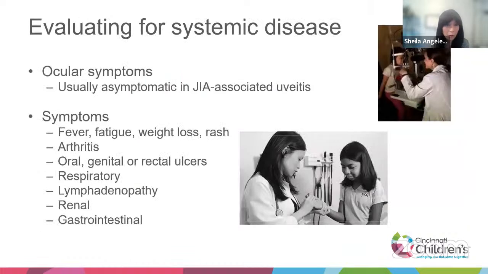When you evaluate children, I think for the ocular symptoms, it's especially important in JIA. As we know, children with JIA tend to have asymptomatic uveitis, those with HLA-B27 may be symptomatic unilaterally. Symptoms that are important to ask are fever, fatigue, weight loss, and rash, arthritis for JIA, oral or genital ulcerations for Behçet's, rectal ulcers or diarrhea or blood in stool for inflammatory bowel disease, respiratory symptoms or lymphadenopathy for sarcoidosis, and renal symptoms, especially with lab findings in children who have TINU, since many of them can be asymptomatic from a systemic standpoint.